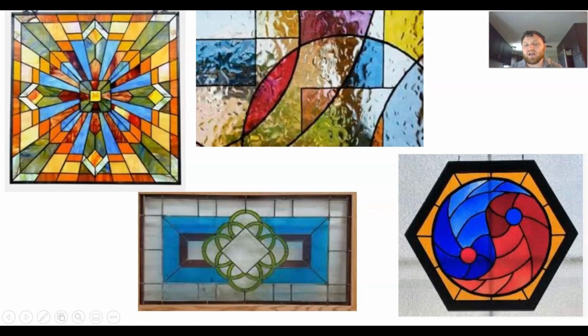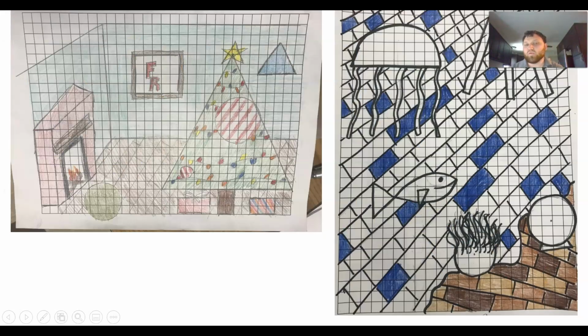Here are some examples of stained art or mosaics. Okay, you can kind of see how they use the different shapes that were being asked you to use. Here is some students' work that they did. One kind of made like a living room scene at Christmas time, and the other student kind of did an ocean thing. Each of these students received full credit based on them finding their areas correctly.